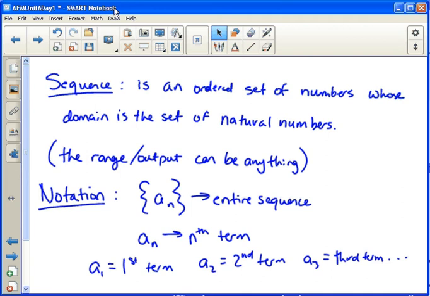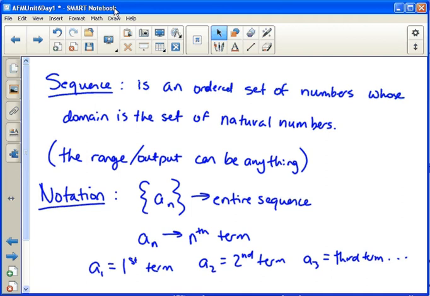A sequence is just an ordered set of numbers, or you could say it's a number pattern whose domain is the set of natural numbers. So remember, domain is your x values, or your input. So what they're saying here is the only thing you're allowed to plug into these is natural numbers. Natural numbers are 1, 2, 3, 4, 5, 6, 7, 8, 9, and so on. So that means no negatives, and no fractions or decimals, only positive integers. They do use 0 sometimes, which isn't technically a natural number, but other than that, it's all natural numbers.